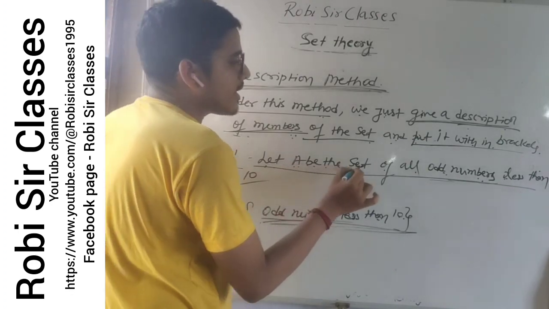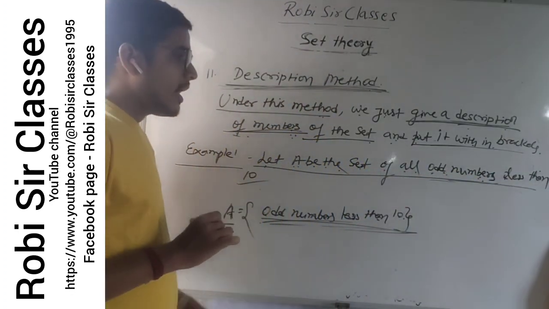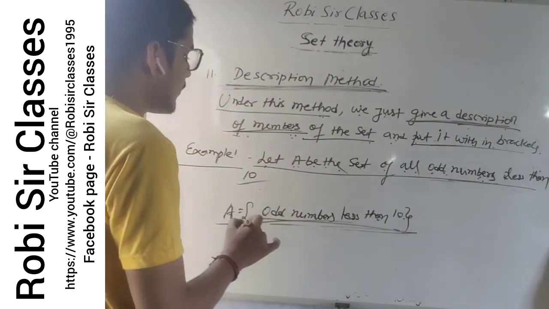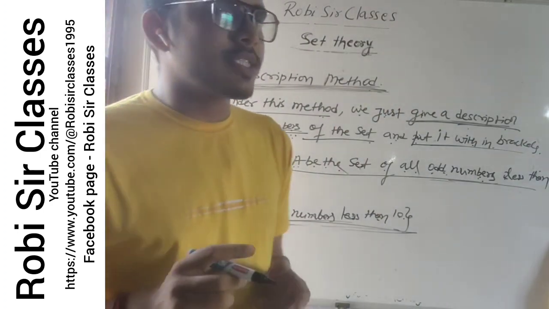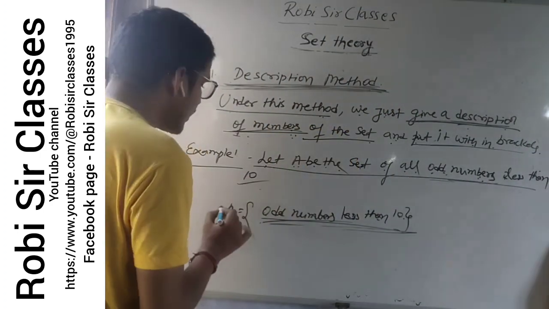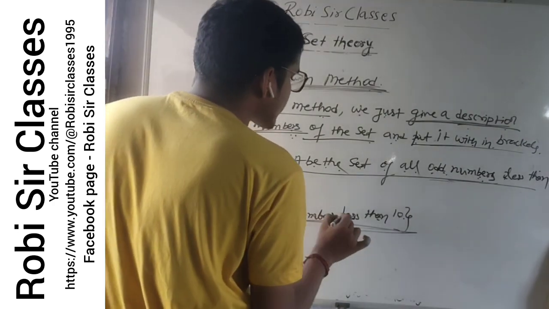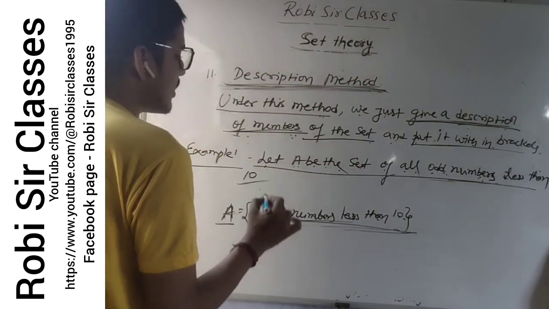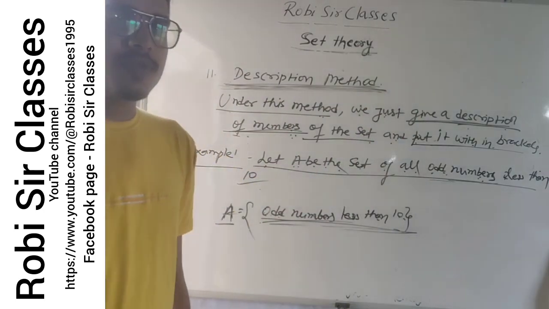Let A be the set of all odd numbers less than 10. You have this question. How can you describe it using the description method? So you have to follow the rule of sets. You have to start with a capital letter: set A equal to odd numbers less than 10. In this way, we can describe sets under the description method.